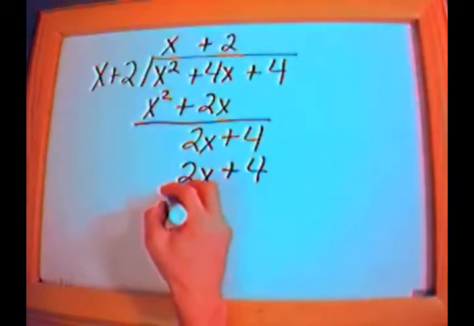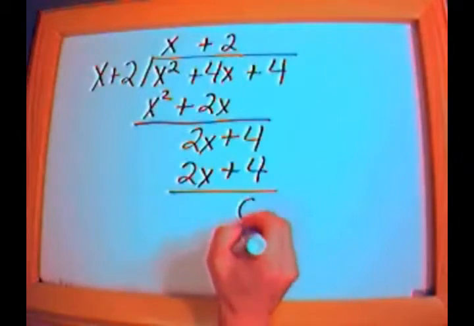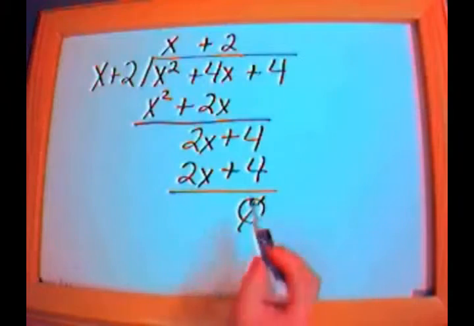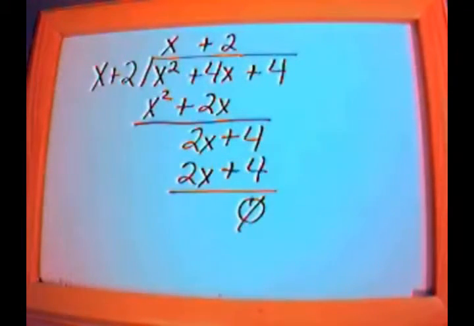Okay? Now I draw my line. Again, I subtract this minus this, and that's going to give me a big fat 0 because 2x minus 2x is 0 and 4 minus 4 is 0, so there's nothing left over. Because this is a 0, there is no remainder.